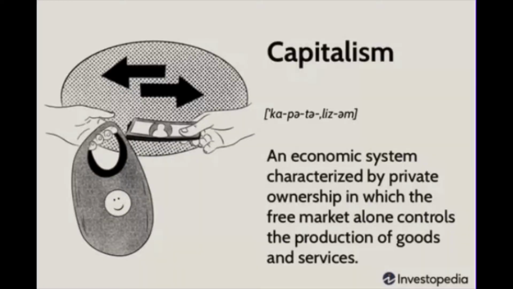Let's hop onto one of our favorite websites, Investopedia: an economic system characterized by ownership in which the free market alone controls the production of goods and services. Now, let's take a moment. An economic system characterized by private ownership. I own this, you own that, I get this, you get that. I'm responsible for this, you're responsible for that.